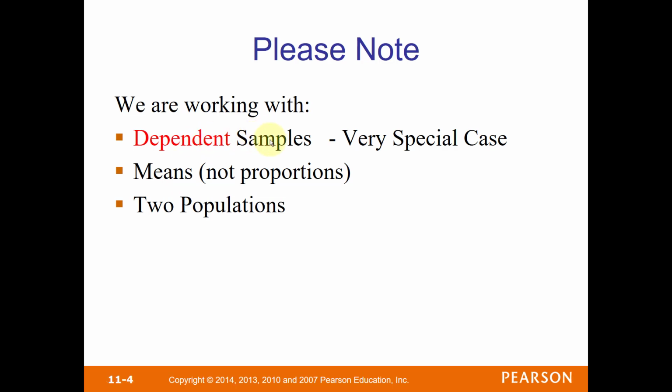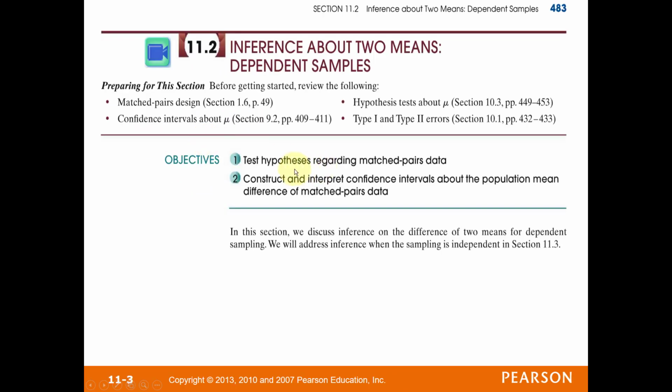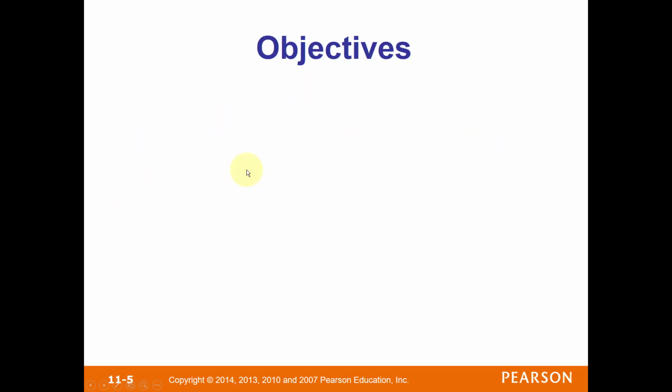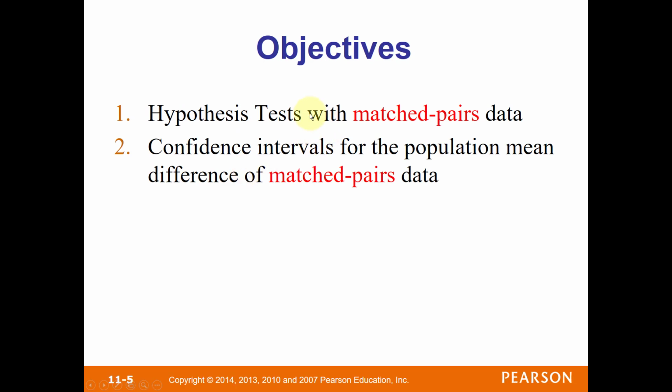In 11.3, in the next lecture, we'll still be working with two populations and still working with means, but we'll look at independent samples. Now in 11.2, we're working with these matched pairs, dependent samples. We have two objectives. We need to do hypothesis tests with matched pairs, and we have to do confidence intervals with matched pairs.